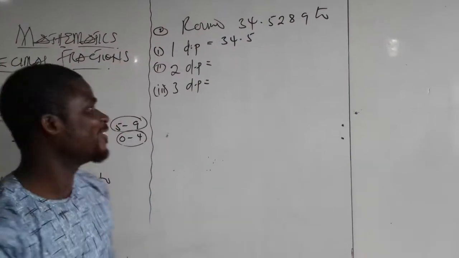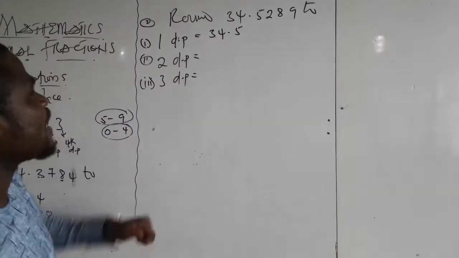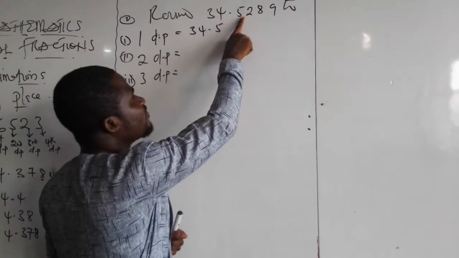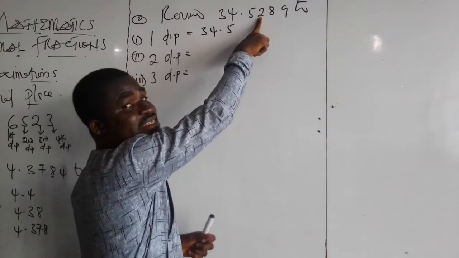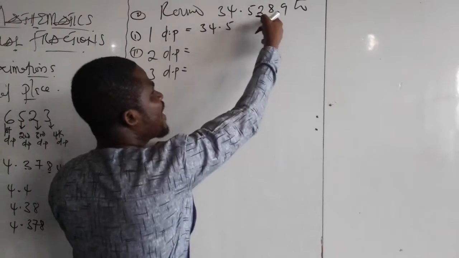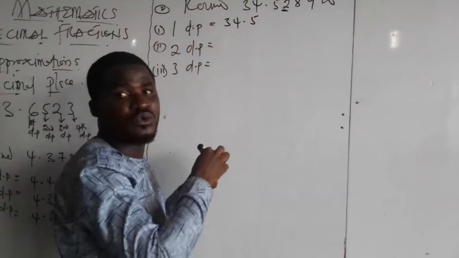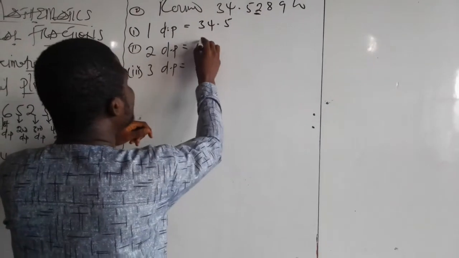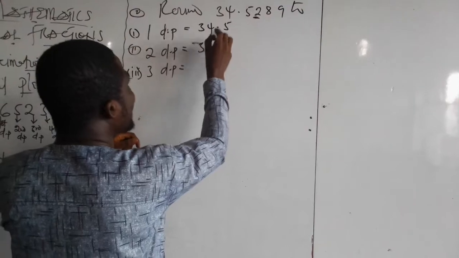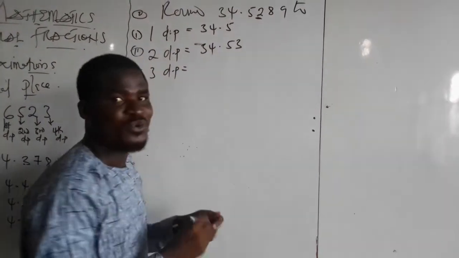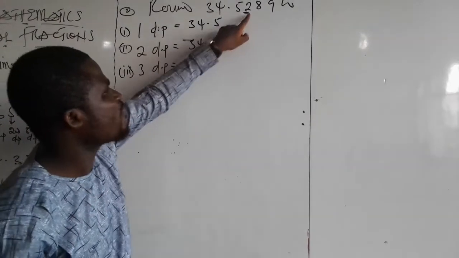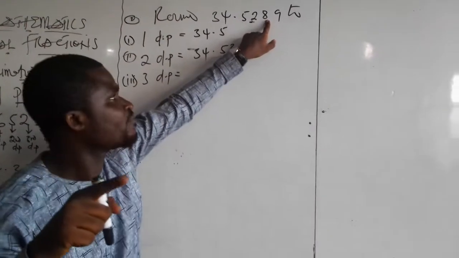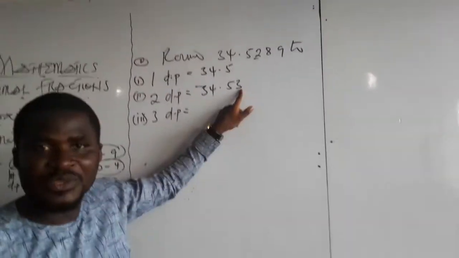You're getting it? Good. Let's do the second example. It says I should find 2 decimal places. 5 is my first, 2 is the second. Look at the next number. The next number is more than 5. Because it is more than 5, I will add 1 to the 2 to become 3. So I'm going to have 34.53. Why 3? Because after my second decimal place, the next number is more than 5. So I'll add 1 to the 2 to get 3.